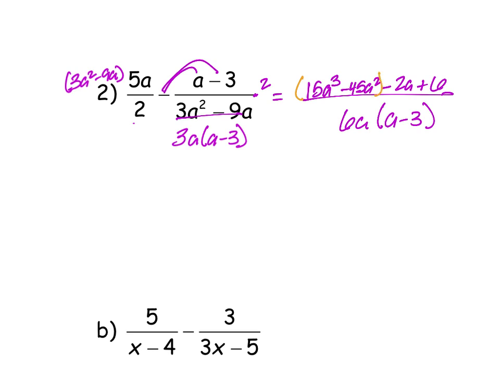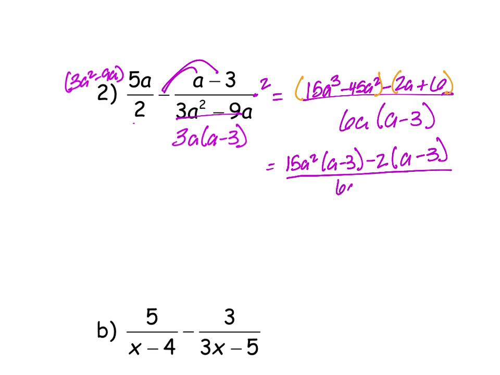I'm going to group this into 2 different pieces, there and there. So out of the first one, I'm going to factor a 15a squared, and I get left with a minus 3. And out of the second group, I'm going to factor a negative 2, and I get left with a minus 3. And on the bottom, it's the same, 6a times a minus 3. And I don't actually have to do anything else from here because I have a like term in all 3 terms. Do you see that?